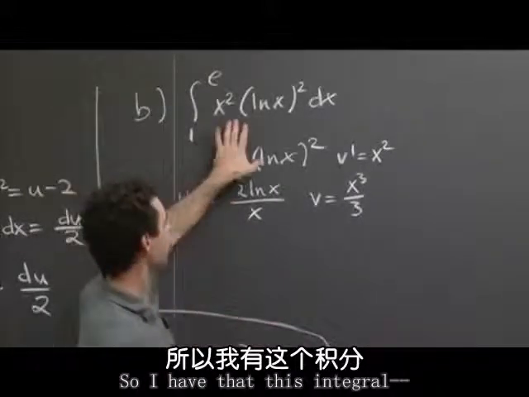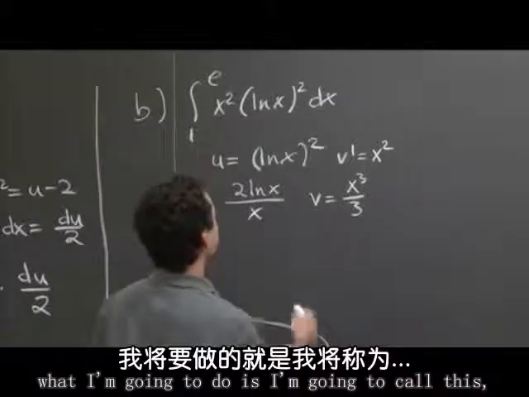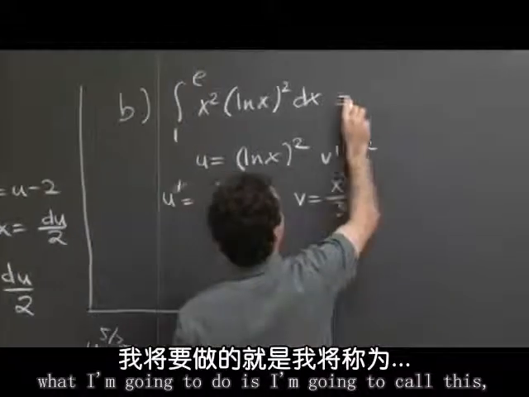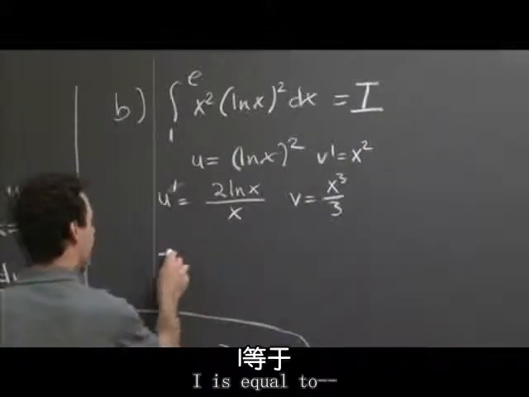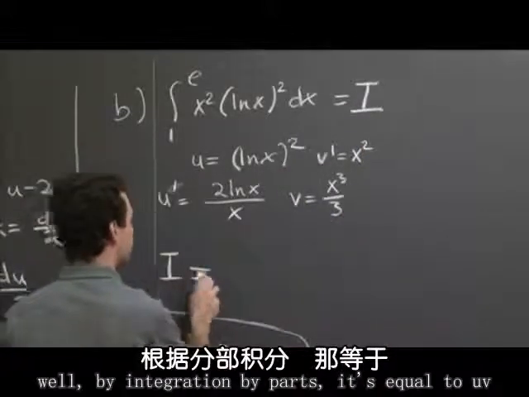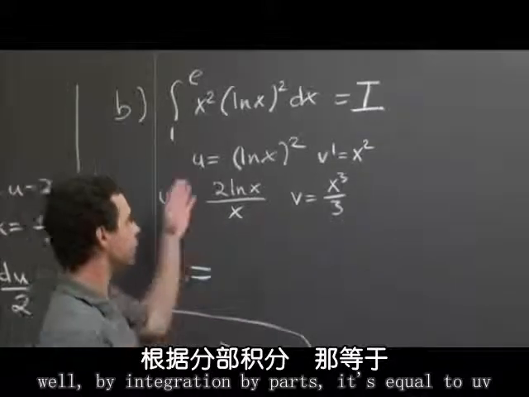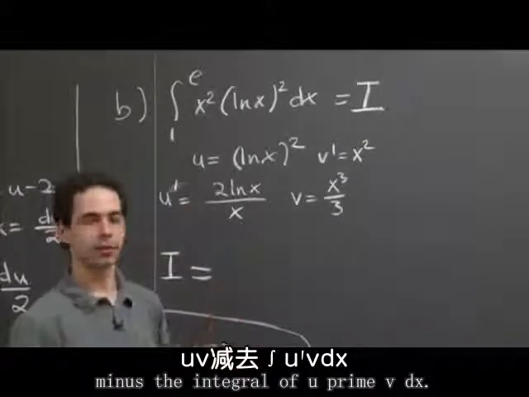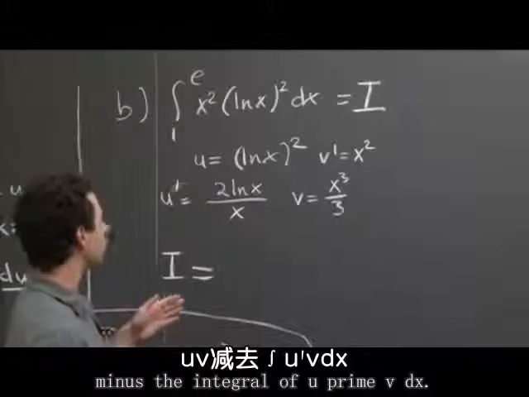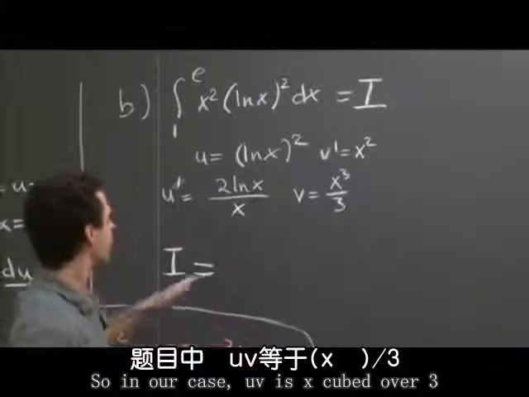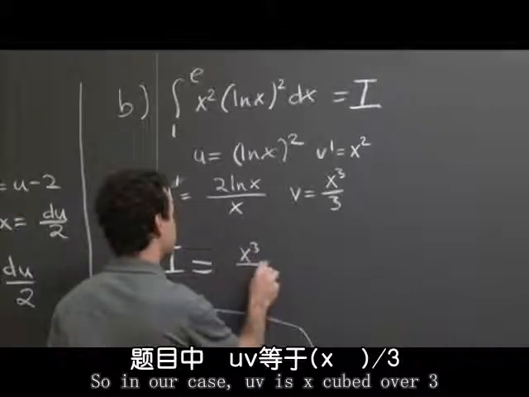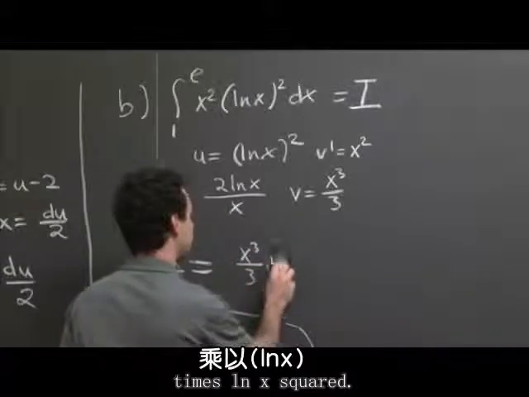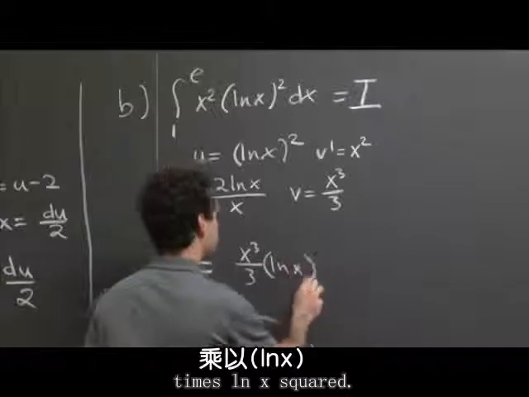So I have this integral. I'm going to give it a name, I. Now I'm going to say I is equal to, by integration by parts, uv minus the integral of u prime v dx. In our case, uv is x cubed over 3 times ln x squared.